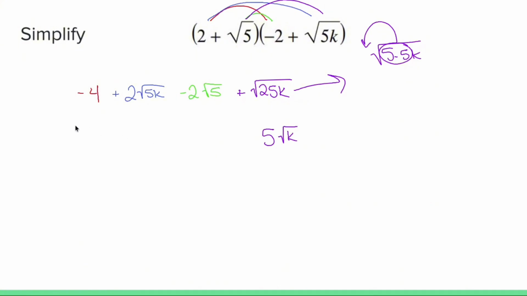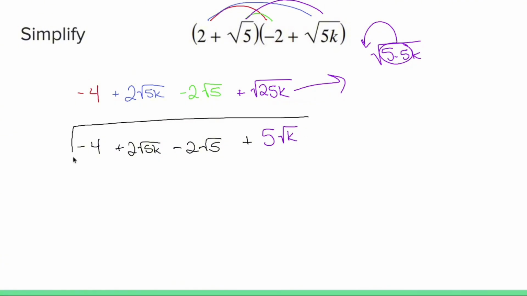So seeing what we have left over, I could drop down the -4, nothing combines with it. I have 2 root 5k, there's no root 5k's floating around, so I'm done with that. Minus 2 root 5, there's no root 5's floating around, so I'm done with that. And then 5 root k, there's no root k's, so I'm done with that. So after all of that, nothing combines. We simplified the one, multiplied the rest, easy peasy lemon squeezy.